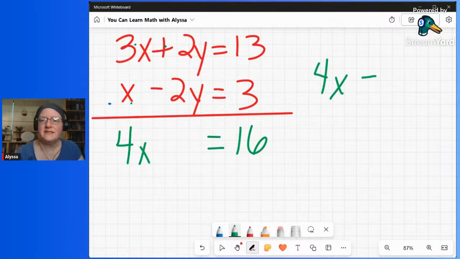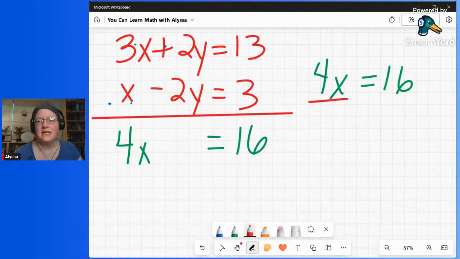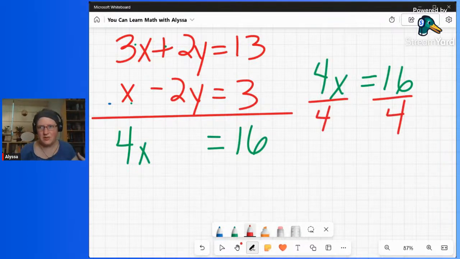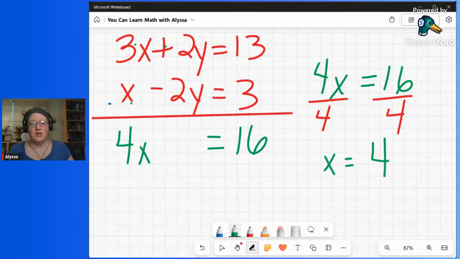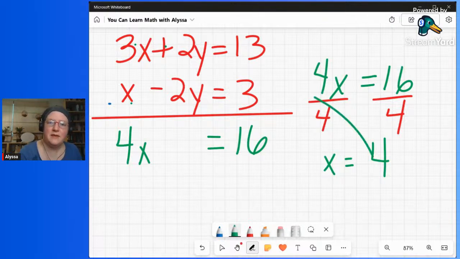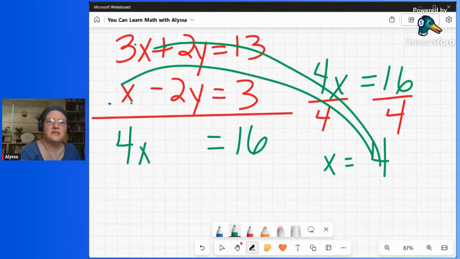So 4x now equals 16. 4 times x equals 16. I need to divide by 4 on both sides because we're undoing that multiplication. I have x on the left and 16 divided by 4, or 4. That's it. X is 4. Then we can plug that back into either one of these equations. It doesn't matter which one, and solve for y.